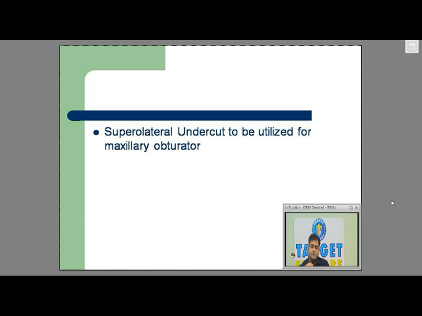Next question is, which undercut should be utilized for a maxillary obturator? The superolateral undercut should be utilized for a maxillary obturator always, because on the medial side respiratory mucosa is there, and whenever grafting is also done, it creates an undercut on the superolateral side of the defect. So superolateral undercut should be utilized for maxillary obturator.